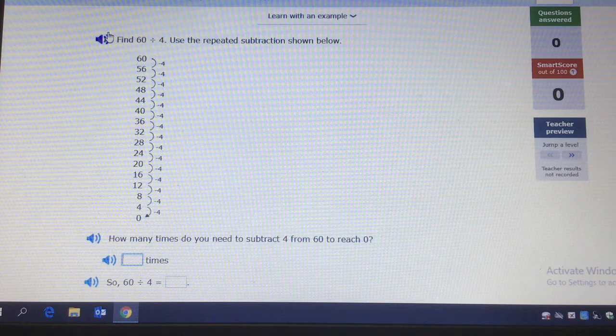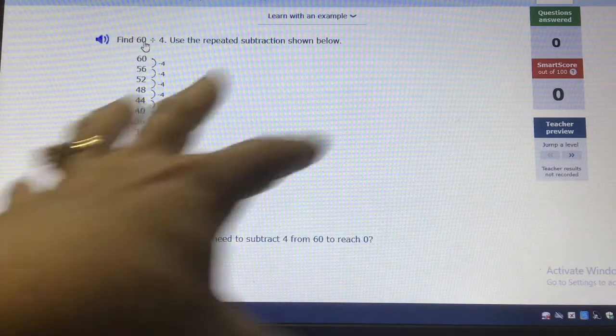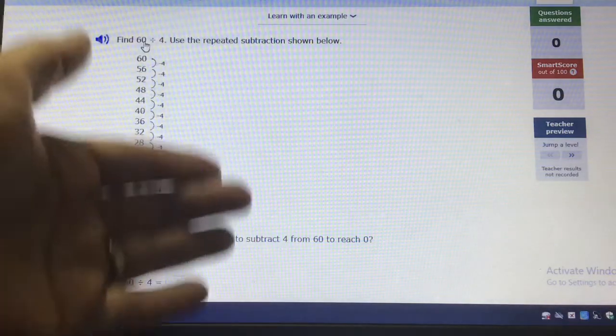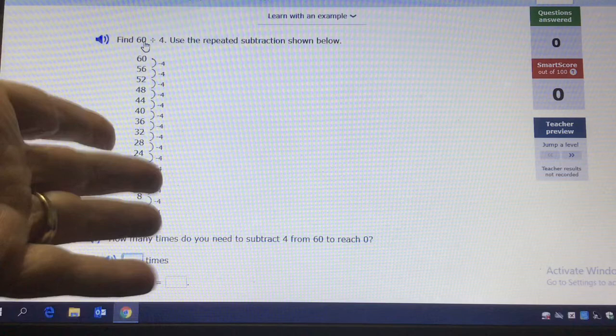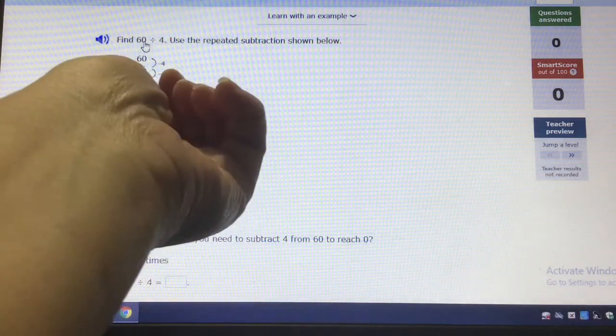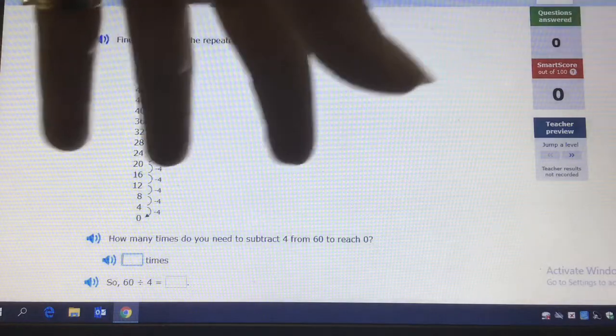This one is skill code CCY, and we're going to take this division problem and use repeated subtraction to find our answer. So basically what we're doing is we're taking 60 cookies. Let's just say they're cookies. It's the easiest thing for us to picture. And we want to split them into 4 plates. I want you to imagine the 60 cookies in one big container, and you're going to scoop up 4 cookies and put them on the 4 plates.